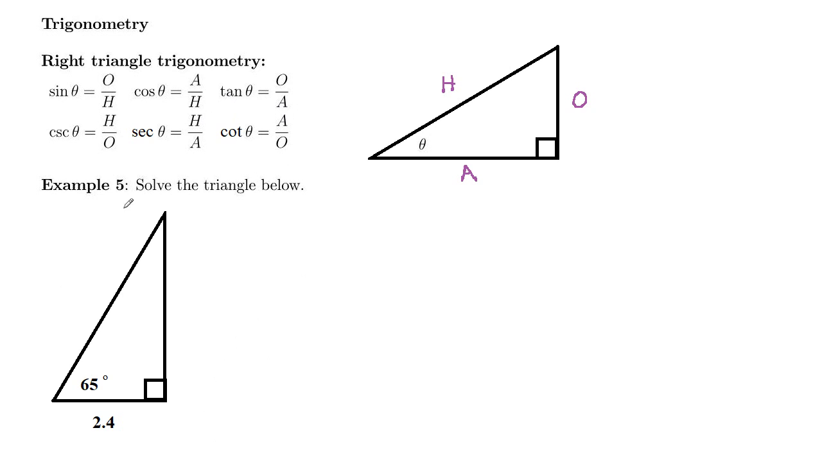So let's solve the triangle down here. So we want to find all the sides and all the angles in that triangle. So first of all, angles in a triangle sum to 180, and this is 65, and this is the right angle, 90 degrees. So these two angles have to sum up to 90 degrees. So this angle right here is going to be 90 minus 65. So that is 25 degrees.